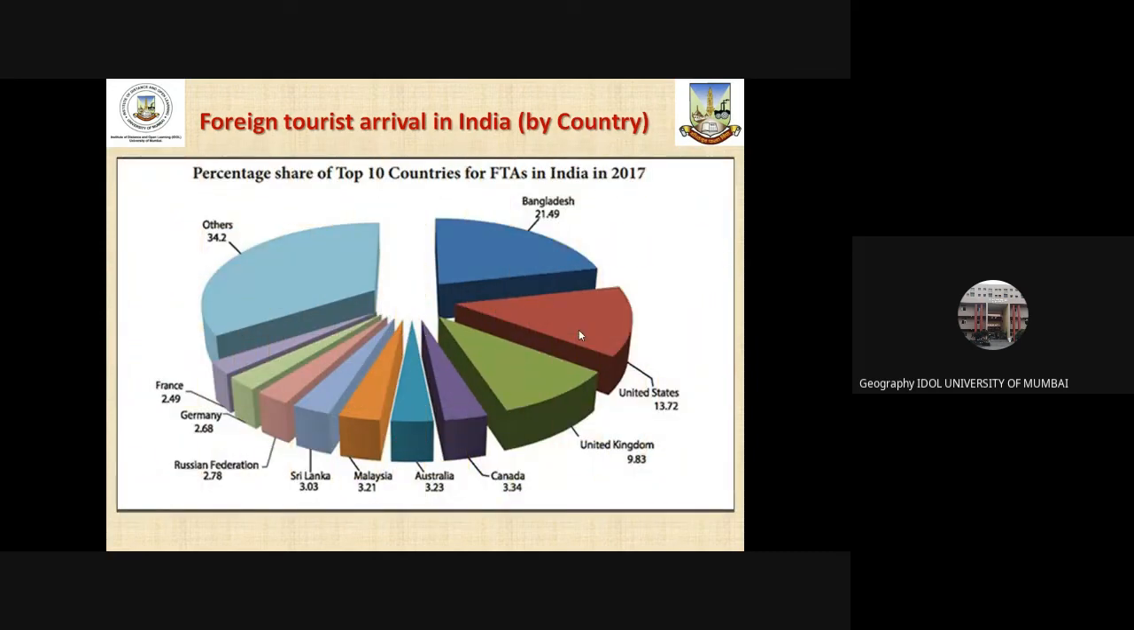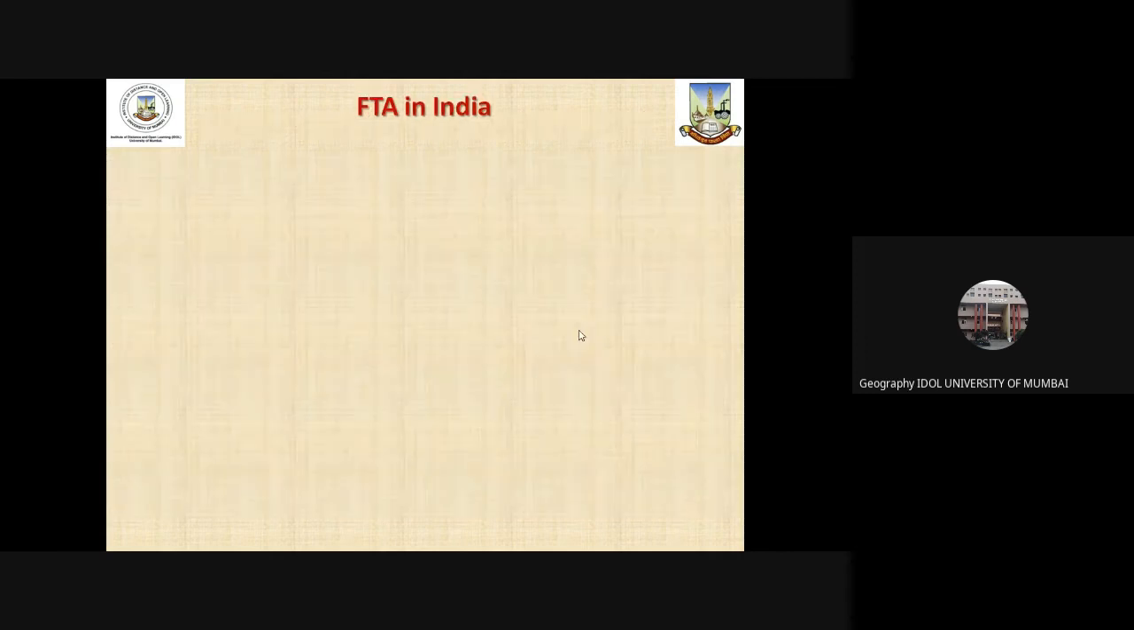Foreign tourist arrival in India by country: Bangladesh is the country with the largest number of tourists arriving in India, followed by United States, UK, Canada, Australia, Malaysia, Sri Lanka, Russian Federation, Germany, and France. These are some of the important countries from where large tourist arrivals come. Bangladesh, United States, and United Kingdom are among the top countries, which account for about 40% of the foreign tourist arrival to India for tourism.